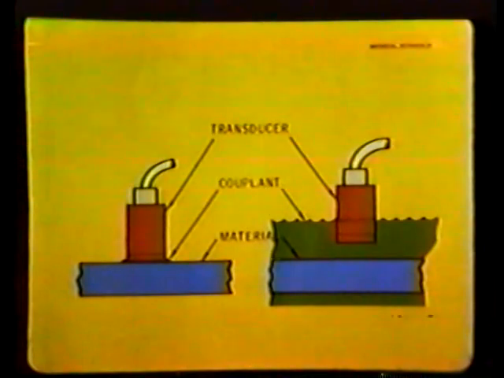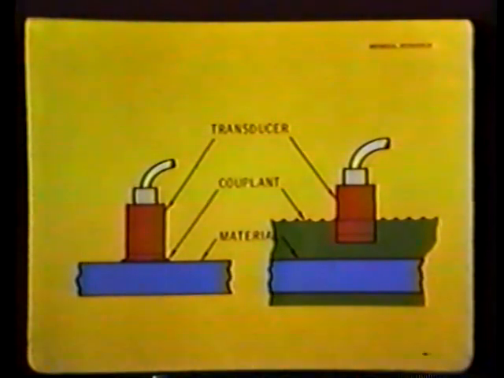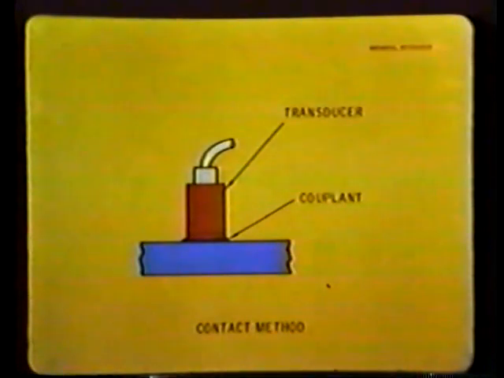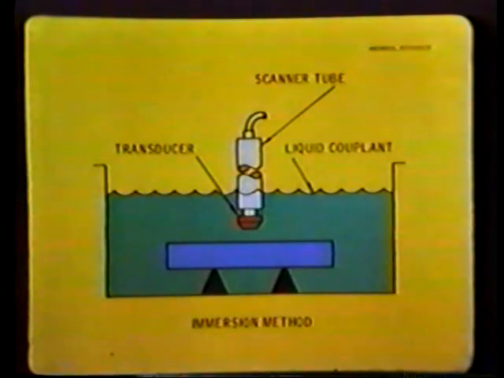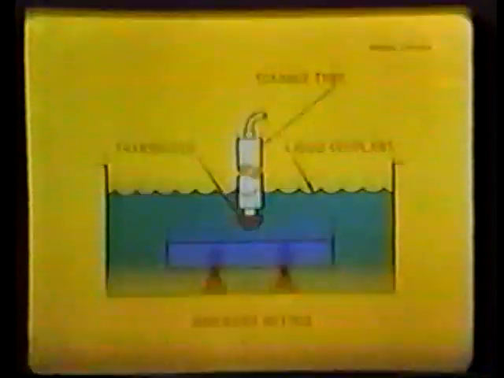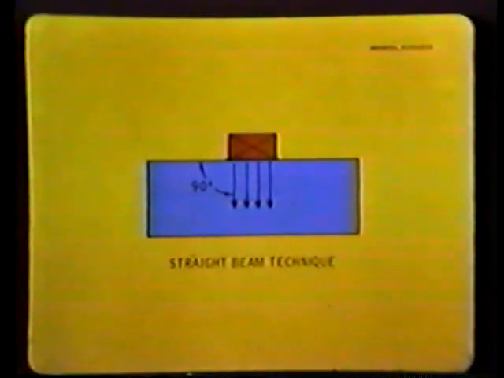In Part 4, you learned that two basic methods are used to couple a transducer to a test specimen. One being the contact method. The other, the immersion method. You learned sound can be transmitted perpendicular to the test surface, at an angle.